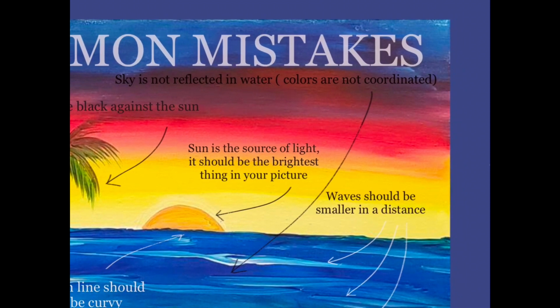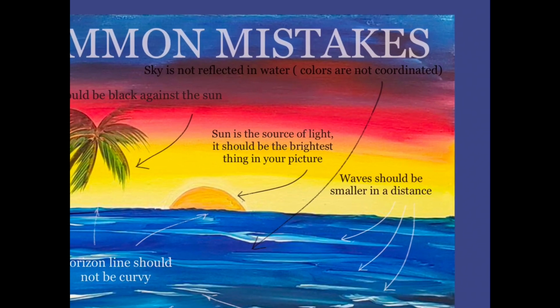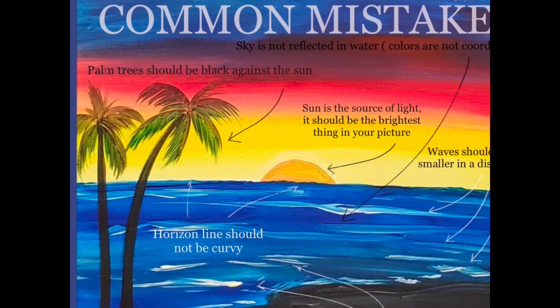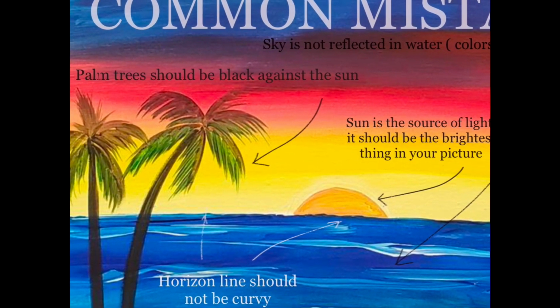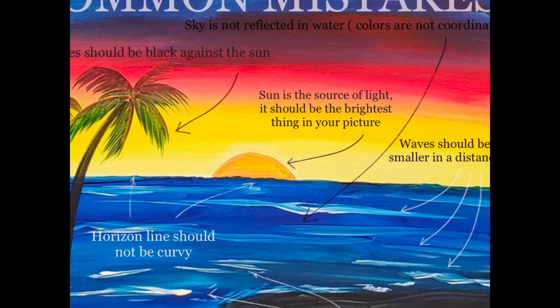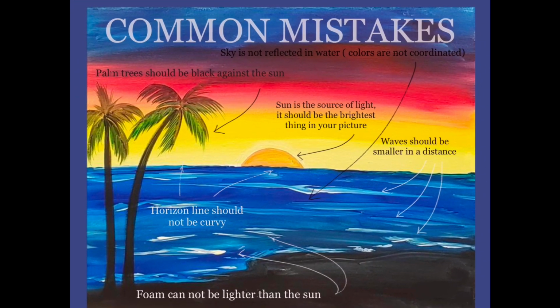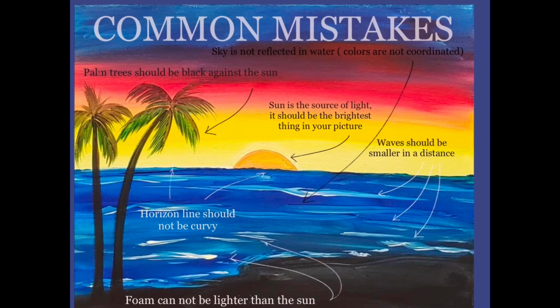It should be coordinated with the colors of the sky, never blue when the sun is red and orange. Things that are in front of the sun, like the sponges, are supposed to be dark. There can be green in them. They will be pretty black. The horizon line cannot be curvy. It should be strictly parallel to the top of your canvas if it's water.